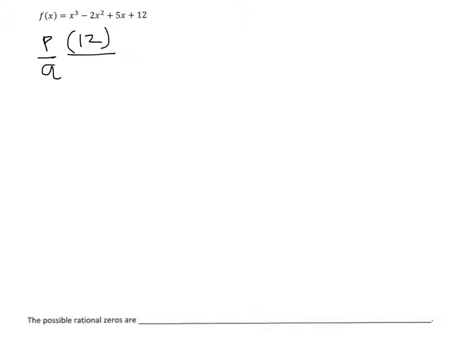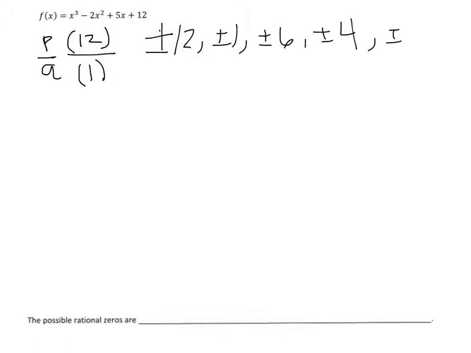Q is talking about factors of our first term, our leading coefficient. And in this case, it's just going to be 1. So if we write out possible factors, we're going to have plus or minus 12, plus or minus 1, plus or minus 6, plus or minus 4, plus or minus 3. And for 1, we're just going to have plus or minus 1.